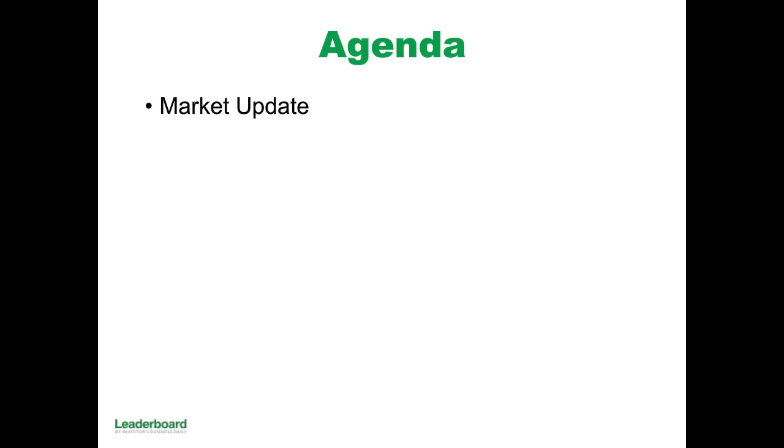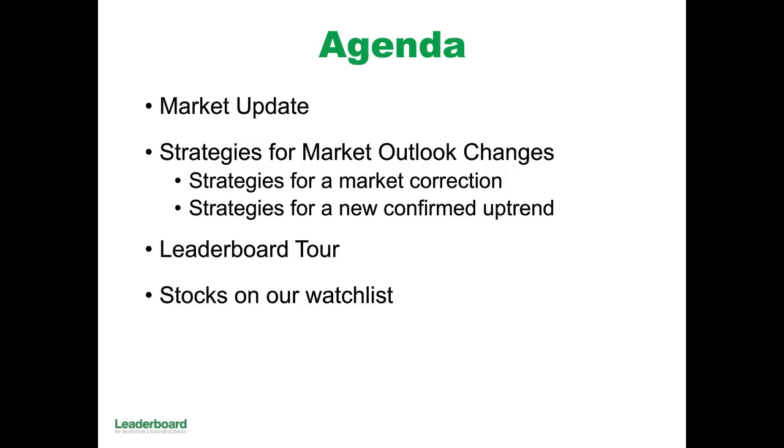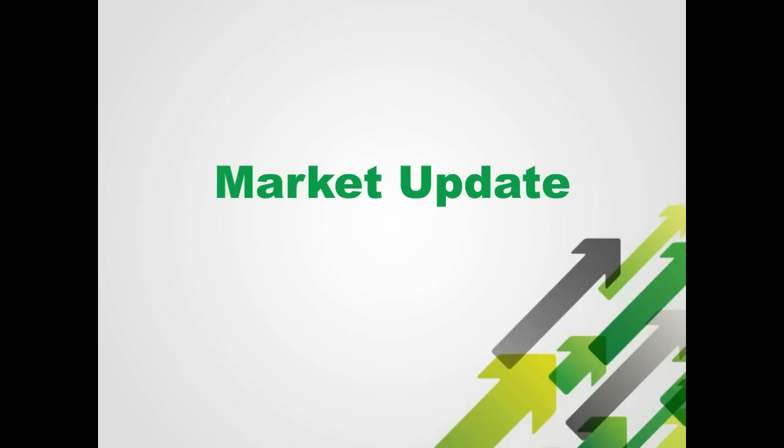Our agenda. Well, first things first, let's talk about the market. We know it's been an interesting couple of months in the market. We've had a nice strong pullback, a little bit of a rally, a lot going on. We'll talk about that and what it means as investors. More importantly, what do we do when the market outlook changes? When we have a correction or an uptrend, what are our strategies? What should be our action plan? We'll talk about a couple of those today. We'll do a tour of Leaderboard, talk about how it can help, and we'll end with some stocks on our Leaderboard Committee's watch list. We'll hopefully walk away with some actionable items. So let's first start with our market update.